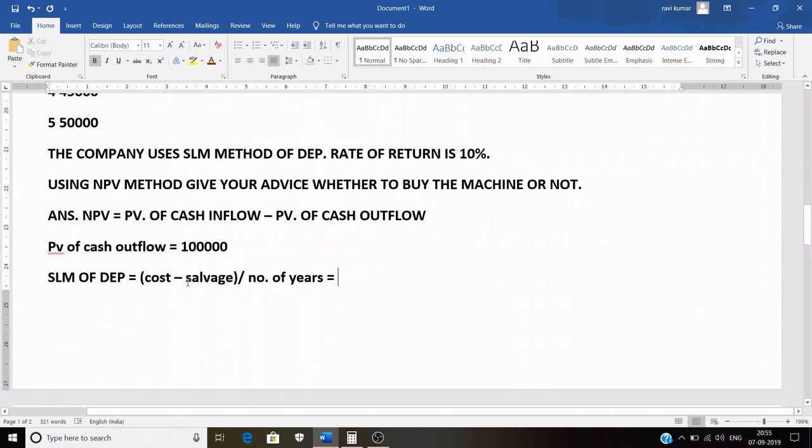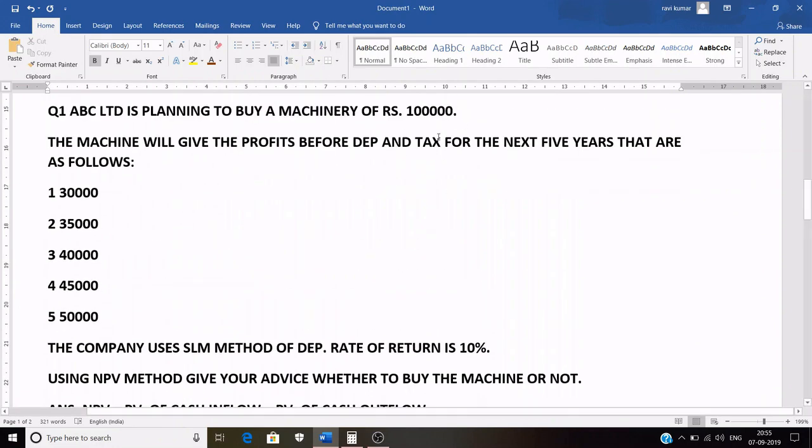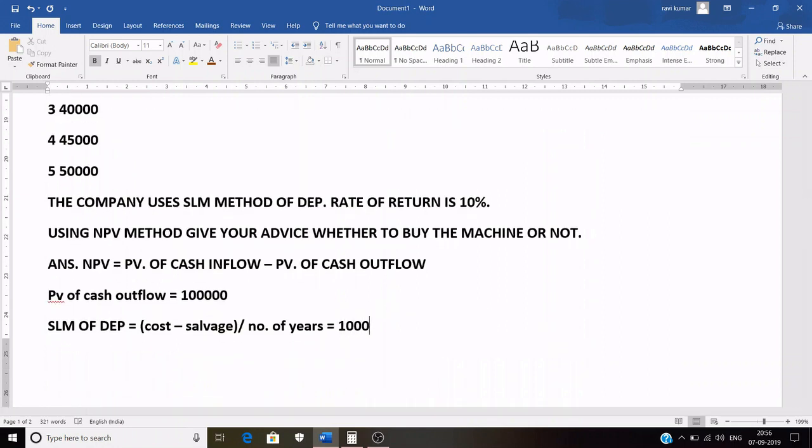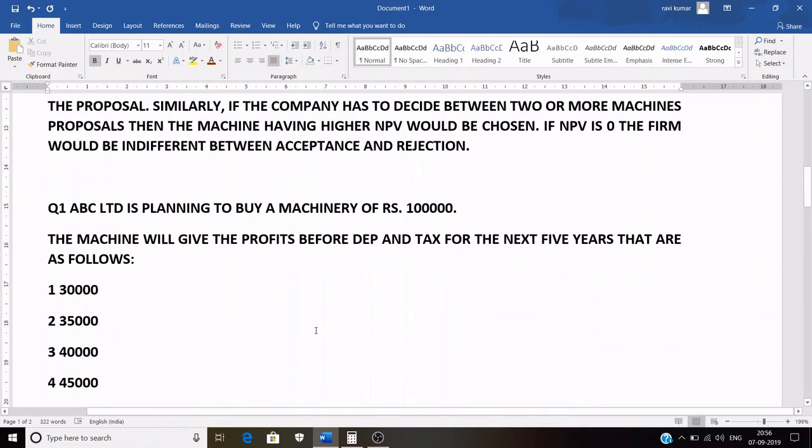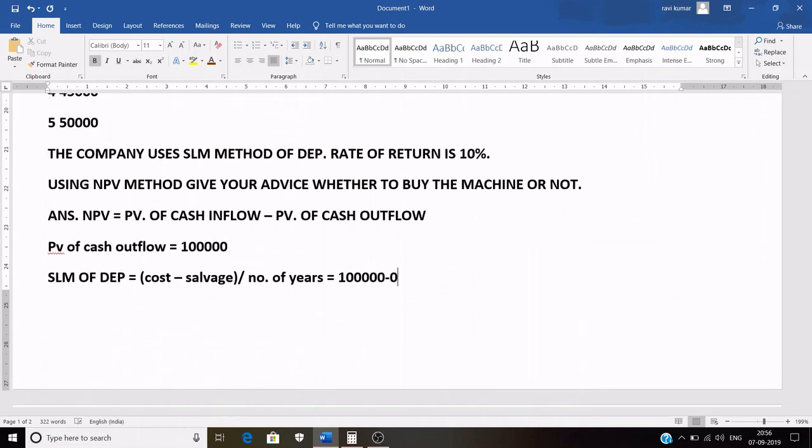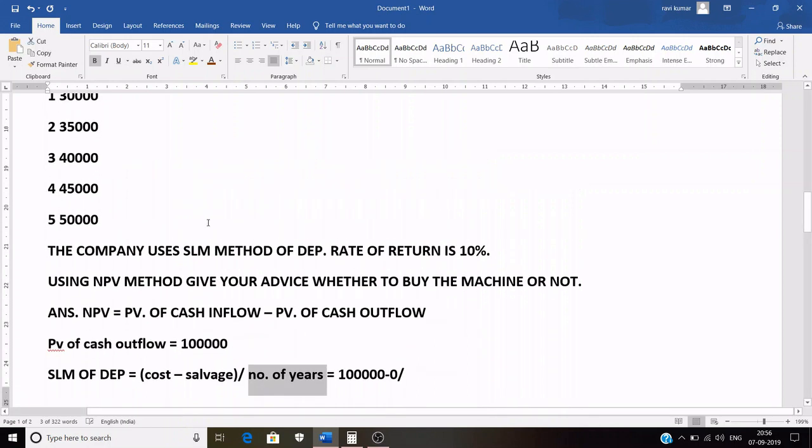So the cost of our machinery is rupees 1 lakh, so write down here 1 lakh minus salvage value. As salvage value is not given in the question, we will take it as nil. Now divide by number of years. Number of years means life of your machinery. So the life of our machinery is 5 years, so divided by 5. When we divide 1 lakh by 5, we get 20,000 rupees. So this is our depreciation by using the simple formula.